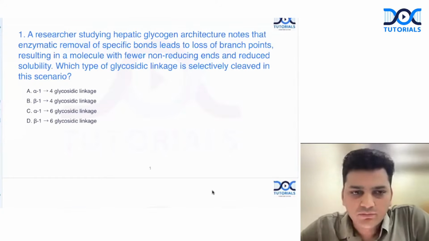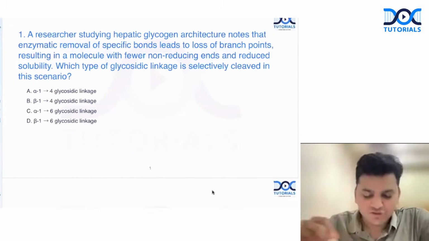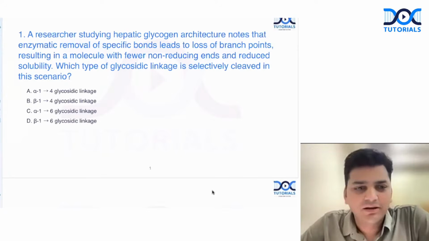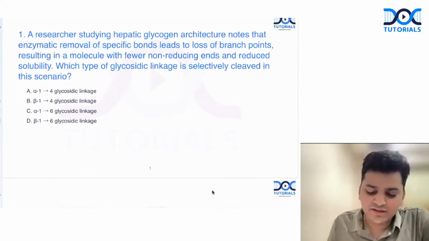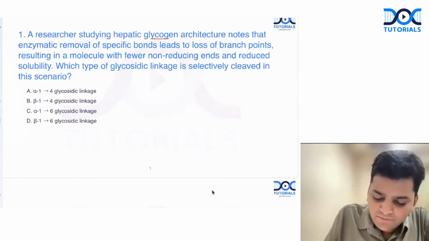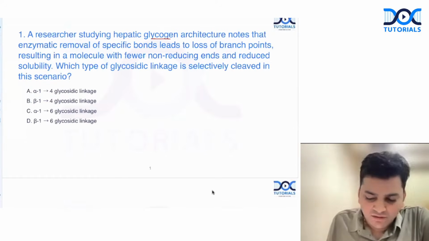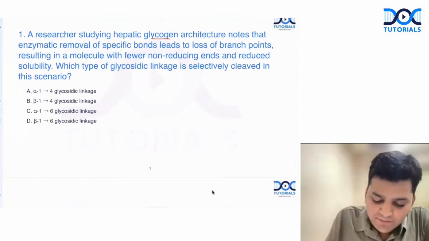So coming to the first question, whenever we see a question, one of the first things that will come to our mind is that, because of the peripheral field of vision, we will see the options also, even without reading them. So the moment I see these options, alpha 1,6, alpha beta 1,6, and all these things, the carbohydrate chapter is going on. The branches are being asked about. A researcher is studying hepatic glycogen architecture, and notes that the enzymatic removal of a specific bond leads to loss of the branch point.